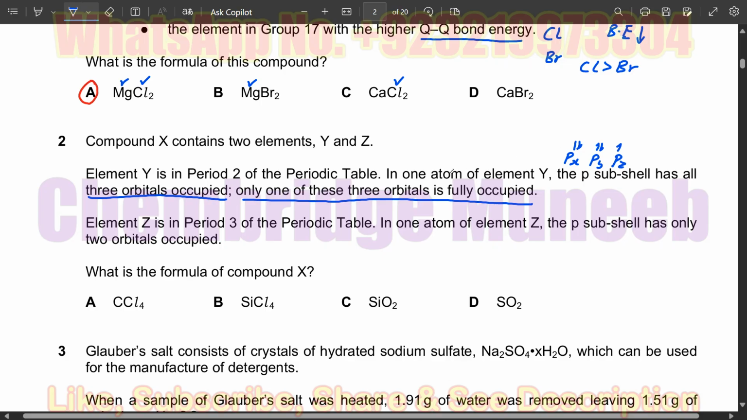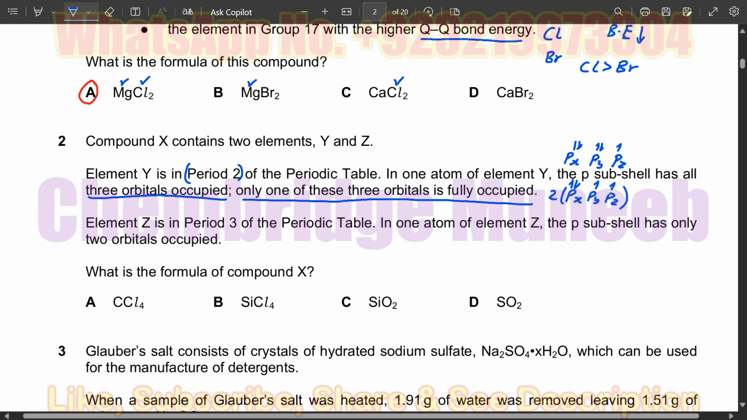Only one of these three, which means this element Y must have px, py, and pz, out of which only one orbital is completely or fully occupied, whereas the other two orbitals are not fully occupied. And it says it is present in period 2, which means this p subshell must be present in the second shell. So I will put 2 in front of here.